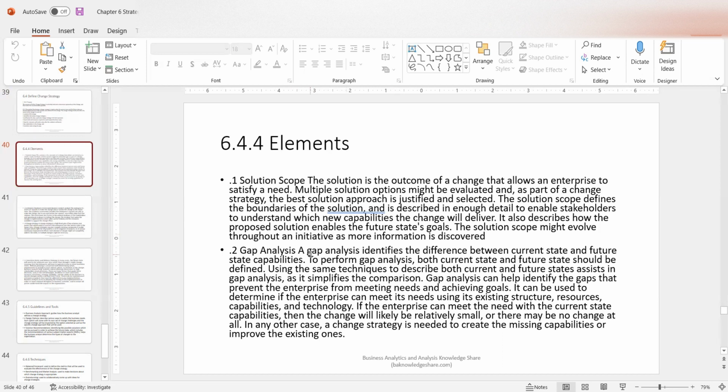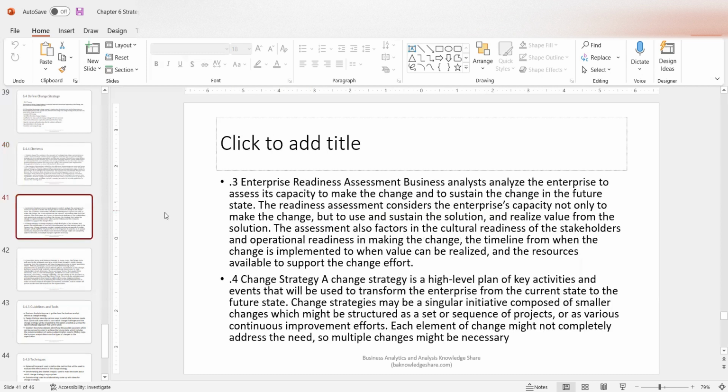Gap analysis. A gap analysis identifies the difference between the current state and future state capabilities. To perform gap analysis, both current state and the future state should be defined. Using the same techniques to describe both the current and future states assists in gap analysis, as it simplifies the comparison. Gap analysis can help identify gaps that prevent the enterprise from meeting the needs and achieving goals. It can be used to determine if the enterprise can meet its needs using its existing structure, resources, capabilities, and technology.